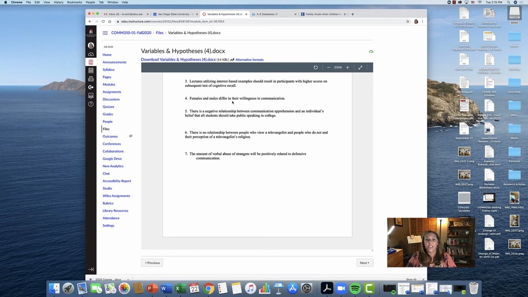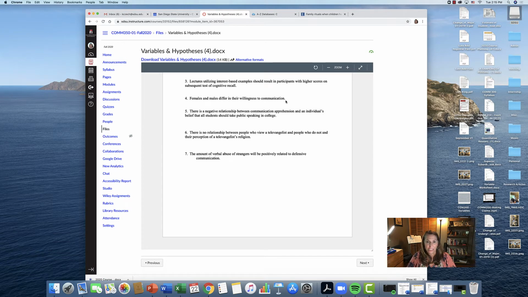Females and males differ in their willingness to communicate. Wow, okay. What is it I want to know about? Well, I'm looking at what affects willingness to communicate. Therefore, willingness to communicate is my dependent variable. What's going to affect someone's willingness to communicate? Gender, whether they're male or female. Gender is the independent variable.